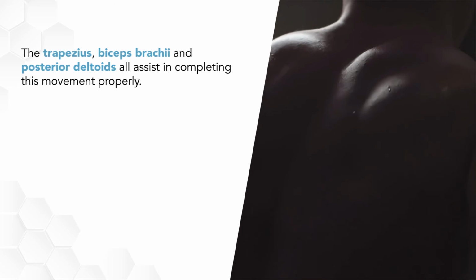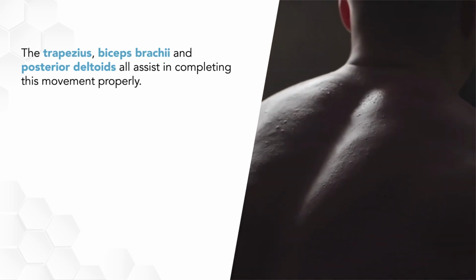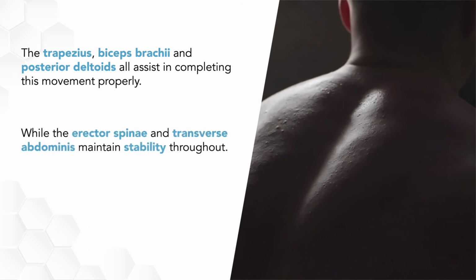The bent-over row requires good movement competency to complete effectively, but it is an important exercise to strive for. It creates tension throughout the body to maintain the position and works multiple different muscle groups in doing so. The trapezius, biceps brachii, and posterior deltoids all assist in completing this movement, while the erector spinae and transverse abdominis maintain stability throughout.